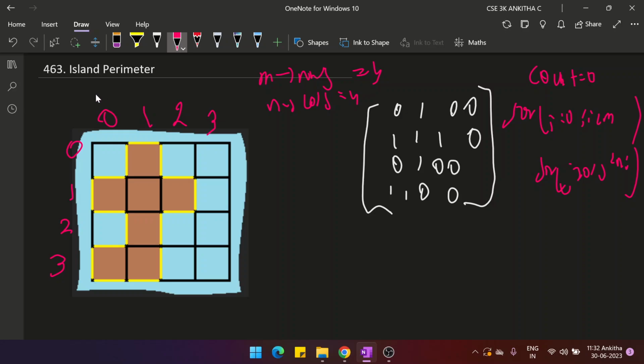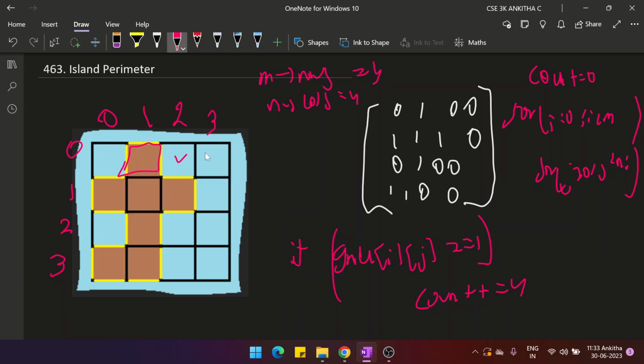Now, initially we will check whether grid of i comma j is equal to 1. Here it is not equal to 1. But here, yes it is. Then you increment count by 4, so count plus equals 4. Why? 4 is the perimeter, 1, 2, 3, 4. So we'll increment the count by 4. You know this is sharing, so this won't be a perimeter, but we will consider that later. For now, let's say the count is equal to 4, that is 4 sides of the given box, that is, the perimeter will be 4.